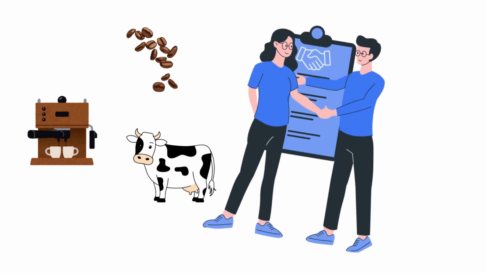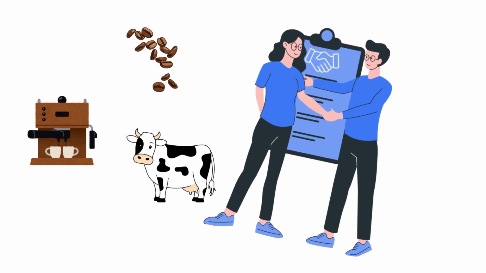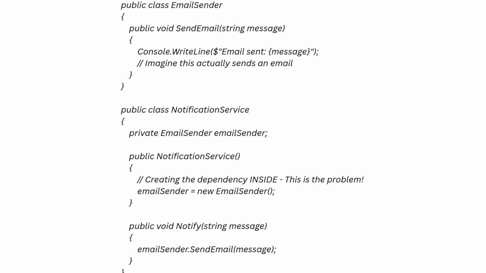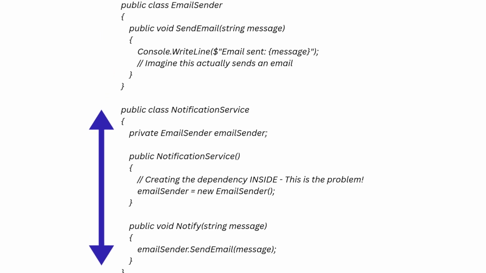Alright, let's see this in actual code. I'm going to show you the wrong way first, the way many beginners write code. Let's say we're building a notification system. First, we have an email sender class. It has one method called sendEmail that takes a message and sends it. Simple enough, right? Now, we create a notification service class. This class needs to send notifications, so it has a private field of type email sender.